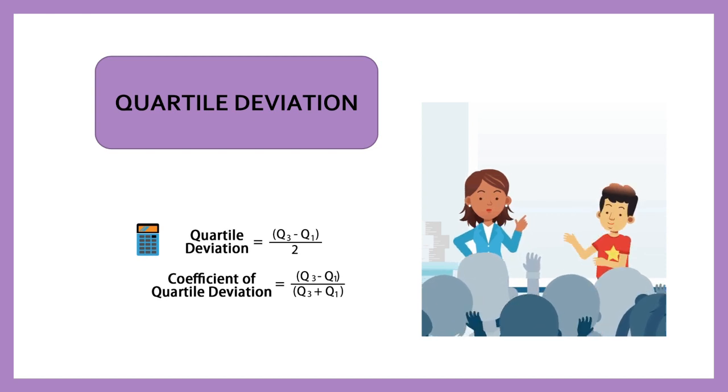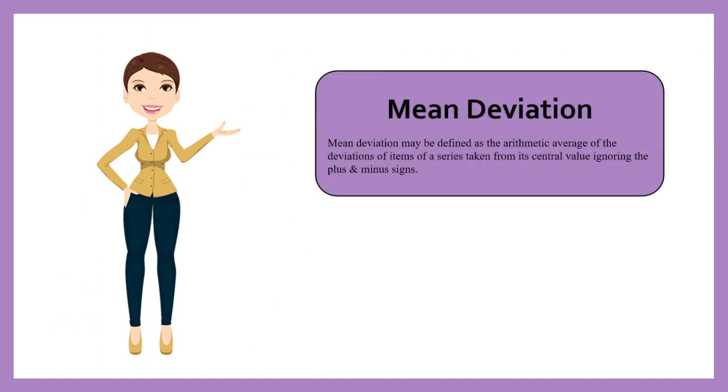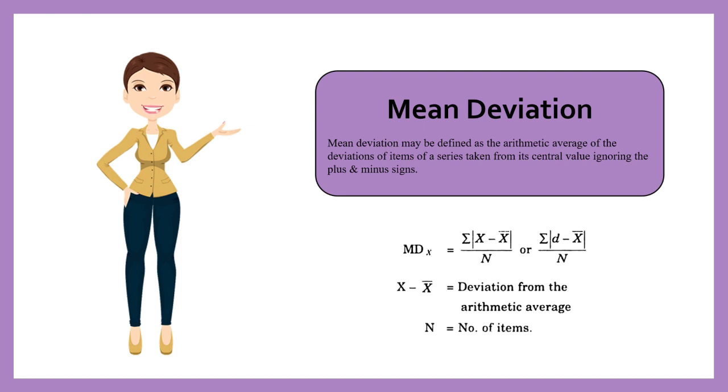Mean deviation may be defined as the arithmetic average of the deviations of items of a series taken from its central value, ignoring the plus and minus signs. The central value may be mean, median, or mode. The signs are disregarded as the sum of the deviations from arithmetic mean is always zero. It is also known as the first moment of dispersion. The mean deviation can be calculated in both absolute and relative manners.